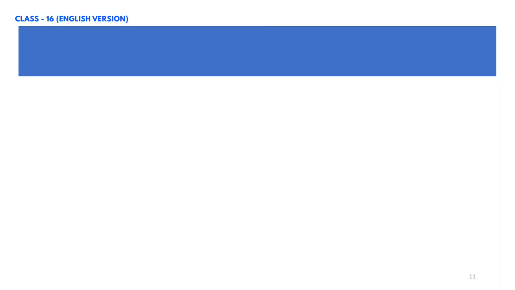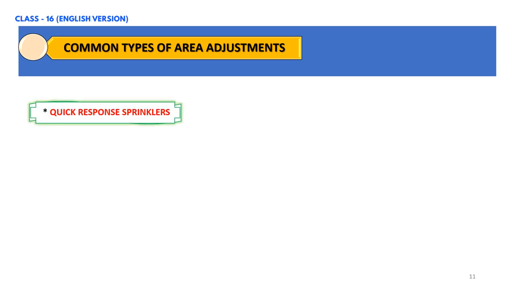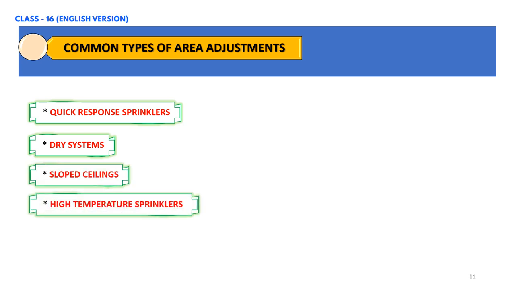All those 6 steps which we have discussed in our previous slides refer to the wet sprinkler systems. The area and density for wet sprinkler systems can be calculated by using area density curves. But if we have quick response sprinklers, there is some adjustment in the area. And also if we are going to use dry systems, sloped ceilings and high temperature sprinklers, then there is a slight adjustment in the area to be done based on NFPA 13. We shall discuss the area adjustment in our next slides.